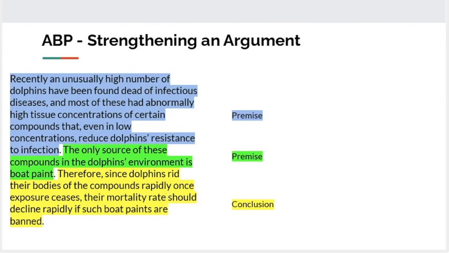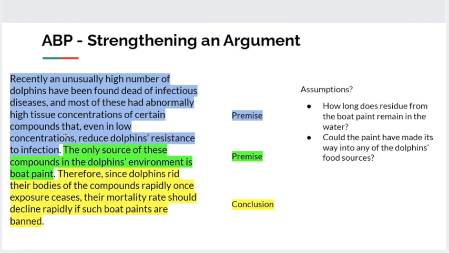So not every passage is going to have a counter premise. That's something to keep in mind. So recently, an unusually high number of dolphins have been found dead of infectious disease, and that can be linked to this compound that reduces their resistance to infection. Now, what about assumptions? Well, a couple of assumptions here, or maybe questions that we might ask as we read this or think about this passage.